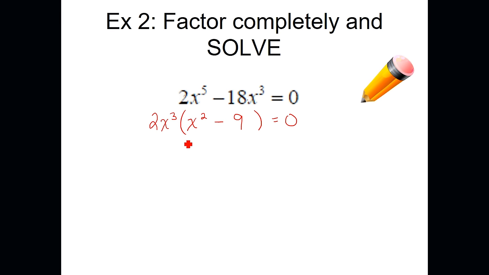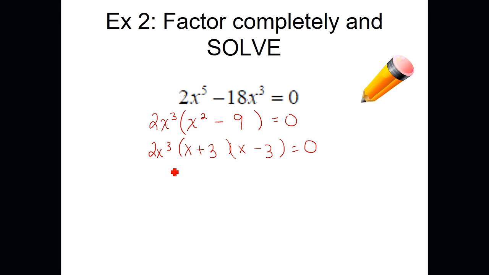Now I need to think about splitting him apart some more. X squared minus 9, 9 is a perfect square. So I would split that apart into x plus 3, x minus 3 equals 0. I'd have 2x to the 3rd in front still. And now I need to go ahead and set each factor equal to 0 to solve.